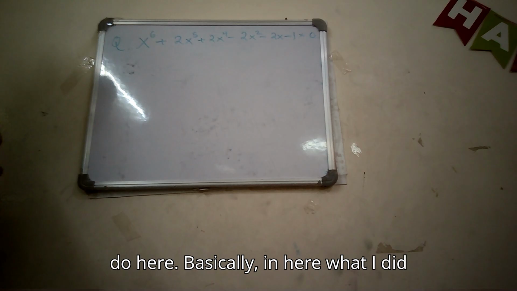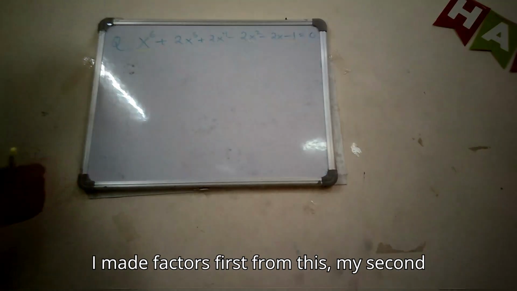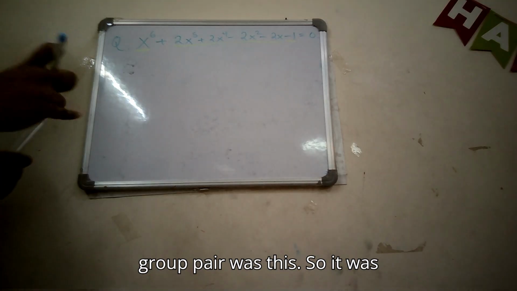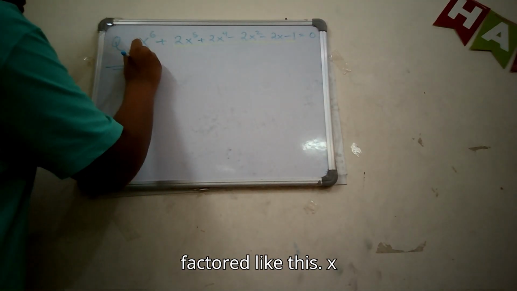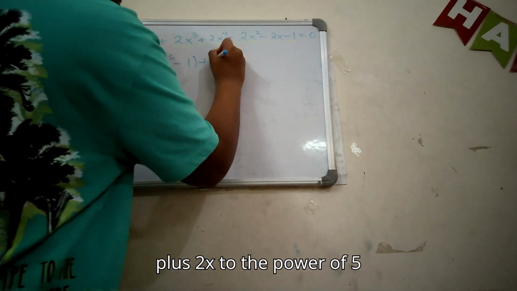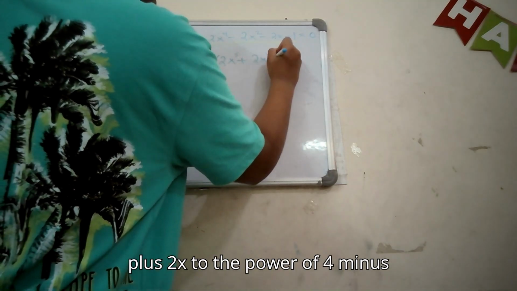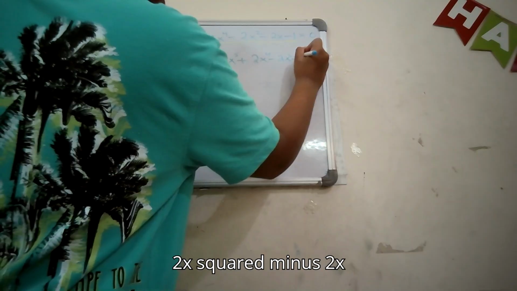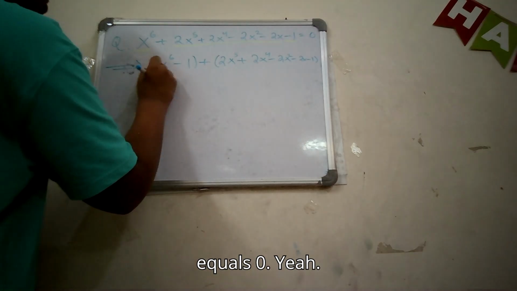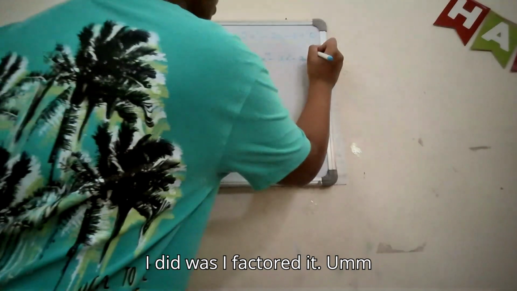Basically, in here what I did was, you see x to the 6 and minus 1. I made factors from this. My second group pair was this. So it was factored like this: x to the 6th power minus 1 plus 2x to the power 5 plus 2x to the power 4 minus 2x squared minus 2x minus 1 equals 0. Yeah, so that's how it was basically. And what I did was I factored it.